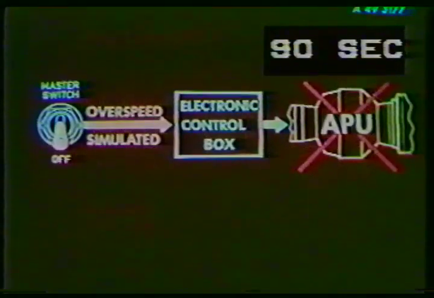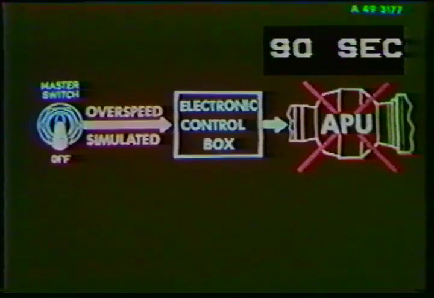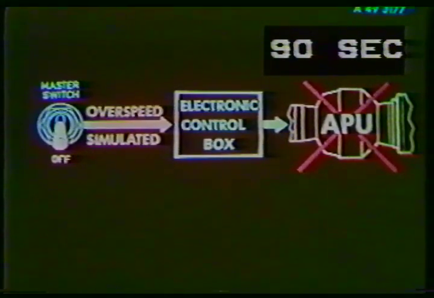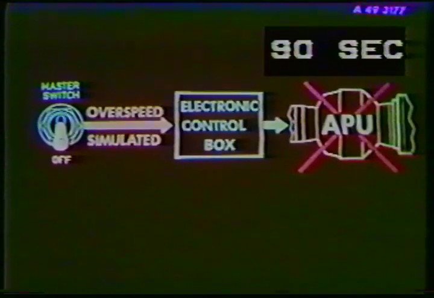It is very important to remember that any automatic shutdown must be confirmed by positioning the master switch to off in order to initiate again a starting sequence. If necessary, by setting the master switch off when the APU is running, an overspeed is simulated and the electronic control box stops the APU after a delay of 90 seconds.